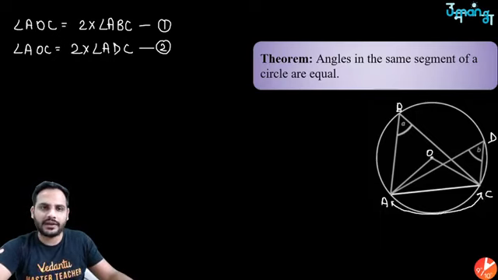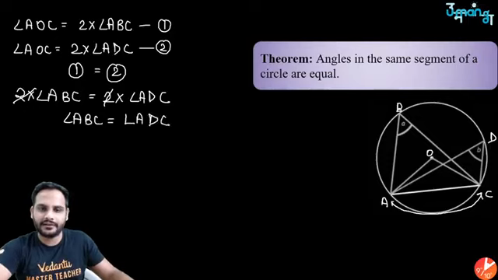From here you can see both are values of angle AOC only. So equation 1 should be equal to equation 2. So twice of angle ABC is equal to twice of angle ADC. The 2s get cancelled. Angle ABC is equal to angle ADC. Right? And this is how you can prove this theorem.